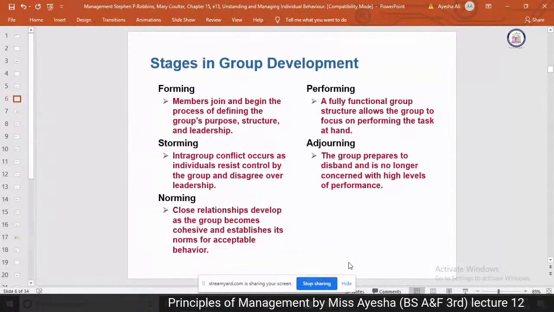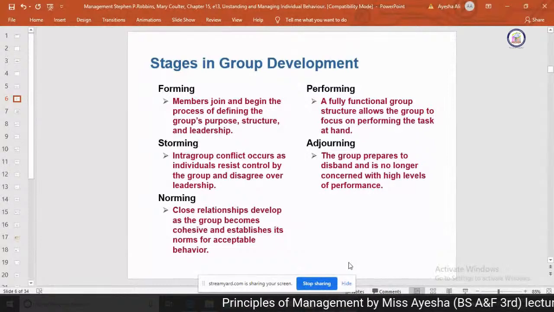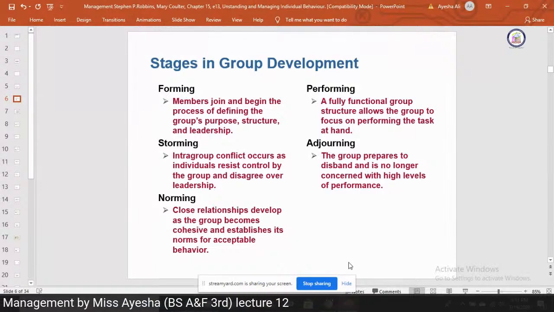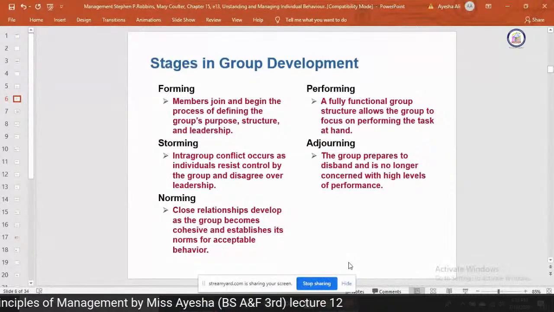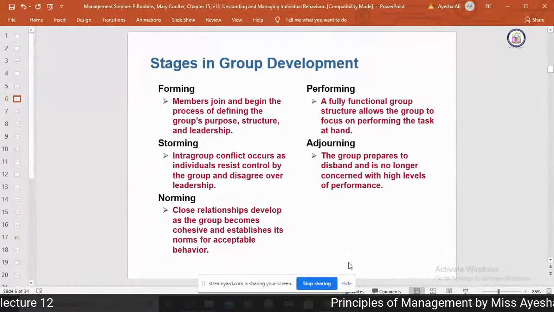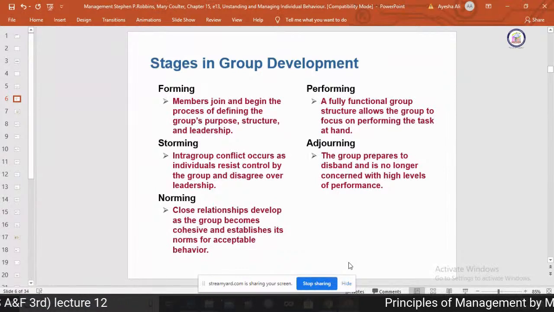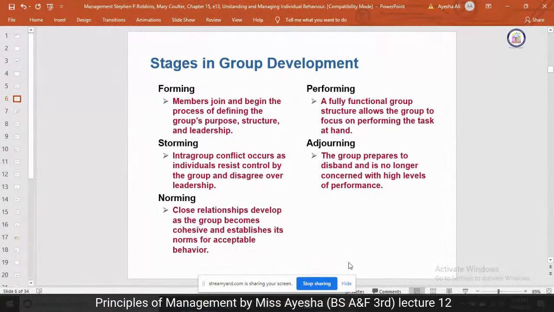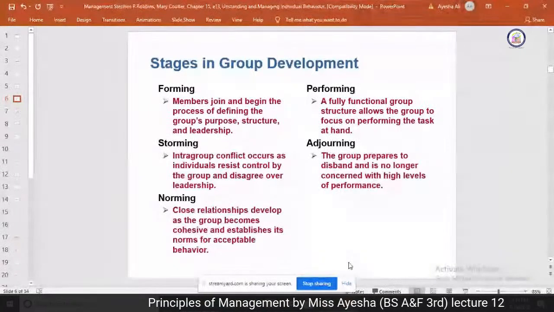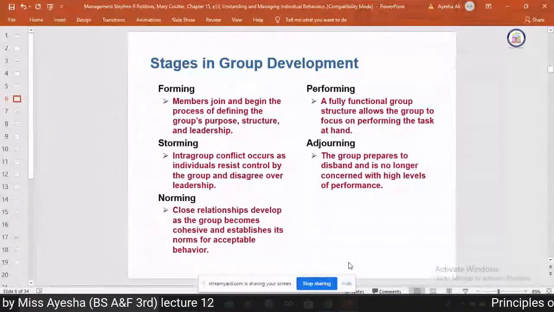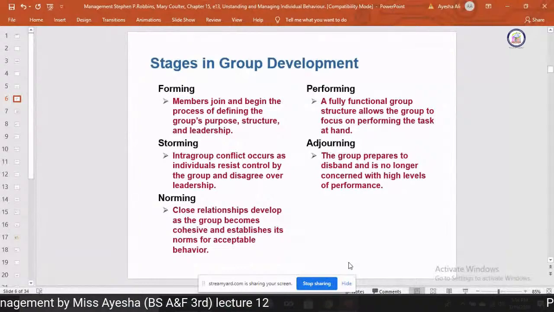Then we come to the next phase, in which we are performing. We start performing towards our goal, and we try to maximize our performance, support each other, and cooperate with each other. In this phase we are functional, and the structure of the group allows the group to focus on performing. We made a structure that supports performance, through which we are able to perform well, because performance is the main part. We are basically doing all this to enhance performance and to achieve the target. So we are functional, working towards achieving goals, and in this phase we are achieving our targets, goals and objectives.